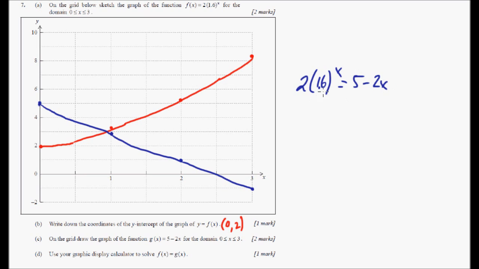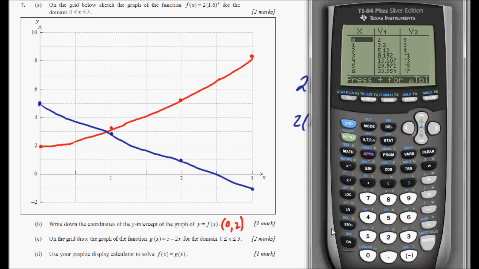Okay, now you can solve this using the solver. Like if you moved everything over to make it equal to 0, you could do 2 times 1.6 to the x power and just move everything over. So it'd be plus 2x minus 5 equals 0. Okay, so we can do that and put that in the solver. We can also use it on the graph as well. So let me do it on the graph first.